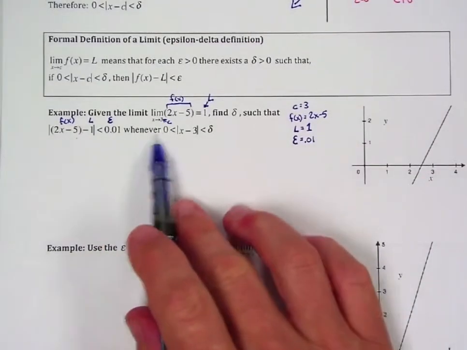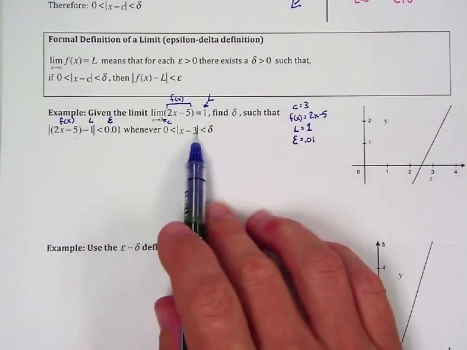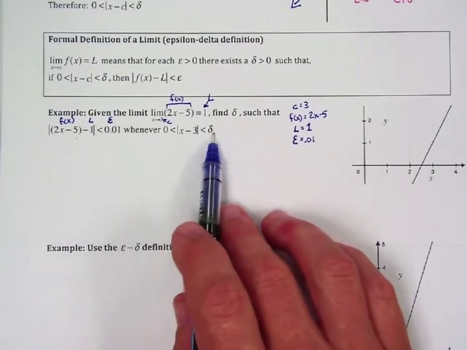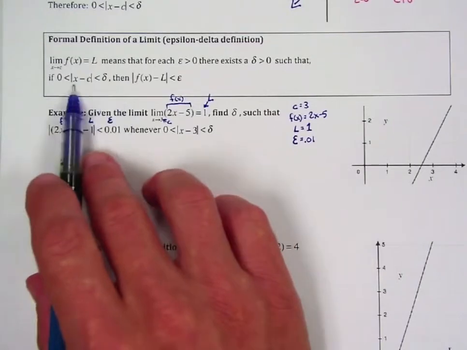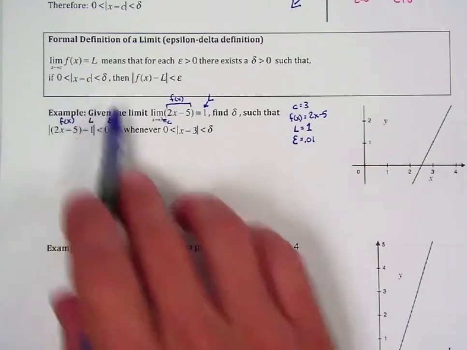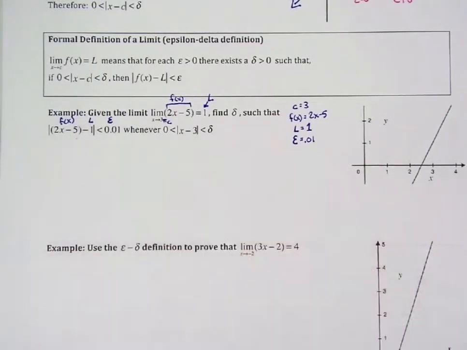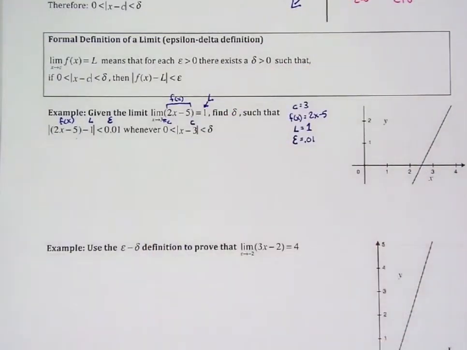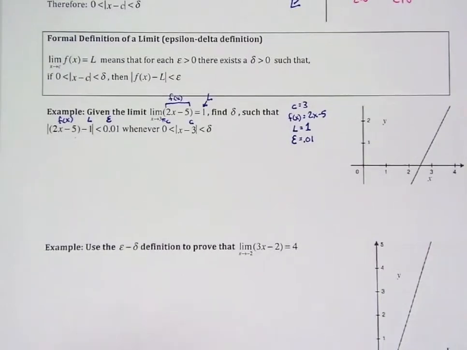Now, this is going to be whenever the absolute value of x minus 3. Okay, now what is x minus 3? Well, this section looks exactly the same as this one. So x minus c is between 0 and delta. So now x minus 3 is between 0 and delta. So you can see our letter c is right there. Okay, so hopefully you can understand where all the pieces of this puzzle come from.